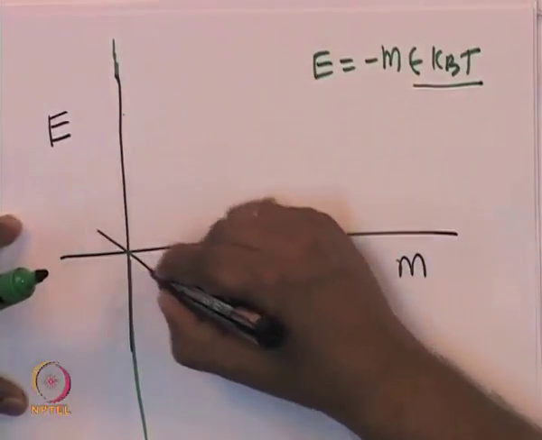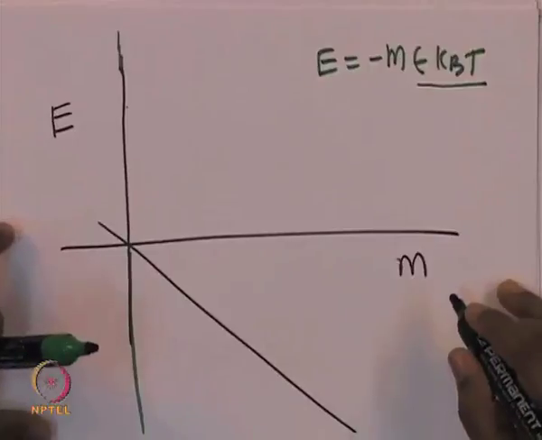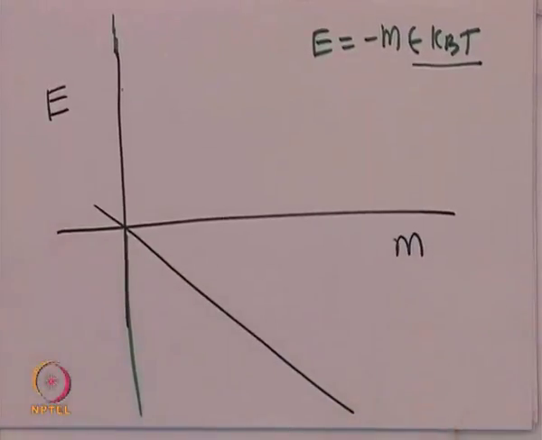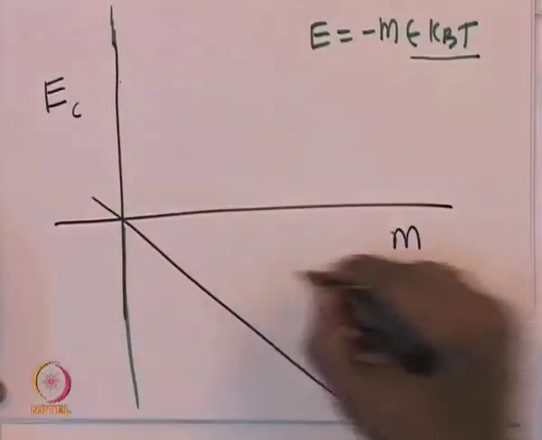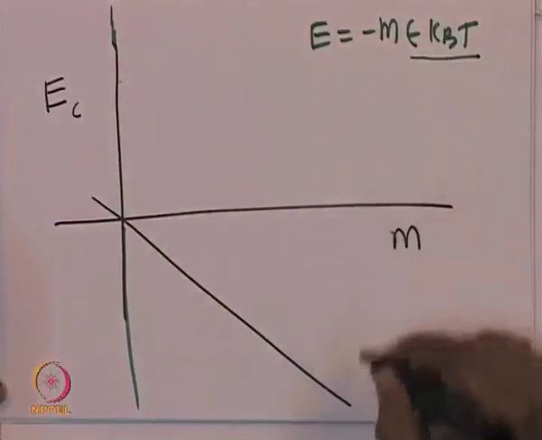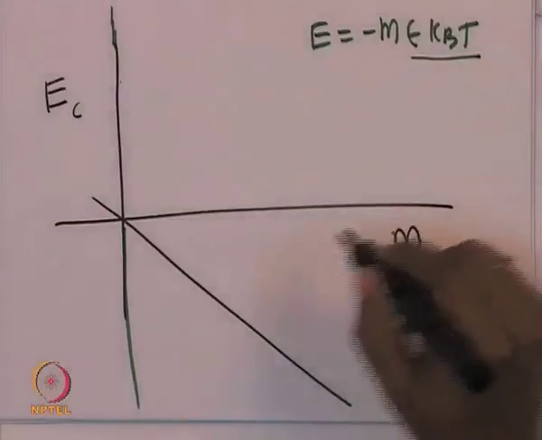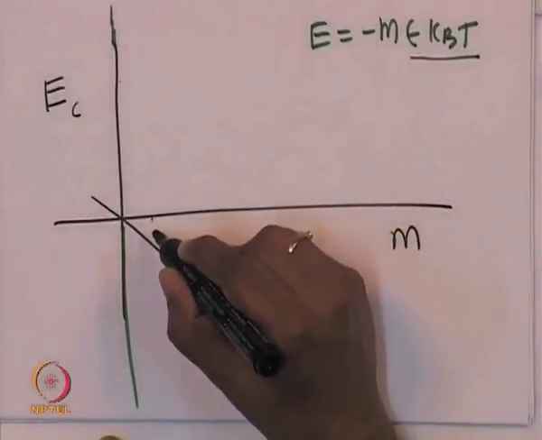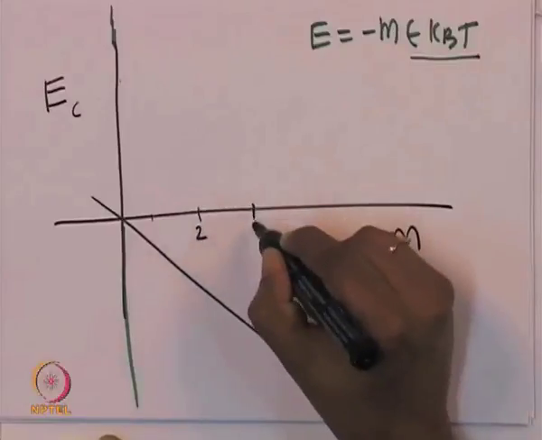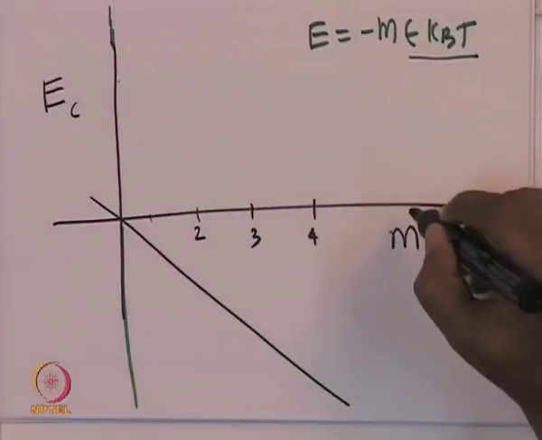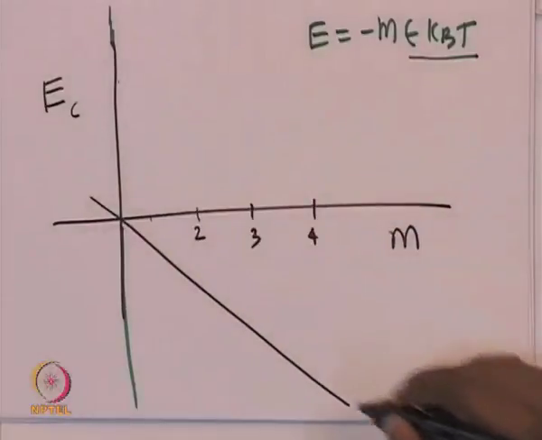Something like this, the graph will look something like this. So, what does that mean? The more proteins bind, the lower the energy is. So, this is m equal to 1, m equal to 2, m equal to 3, m equal to 4 and so on and so forth. The more the proteins bind, the lower the energy.